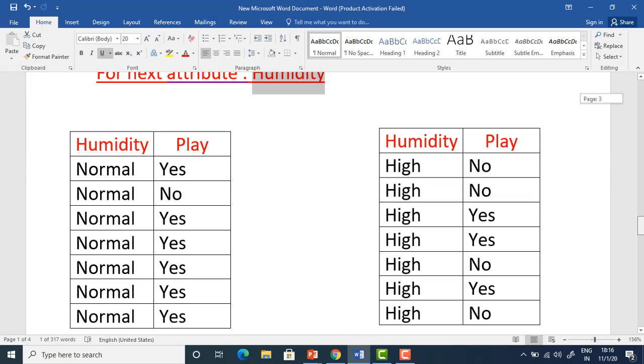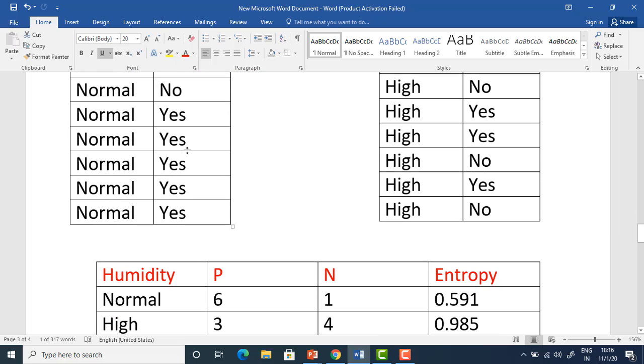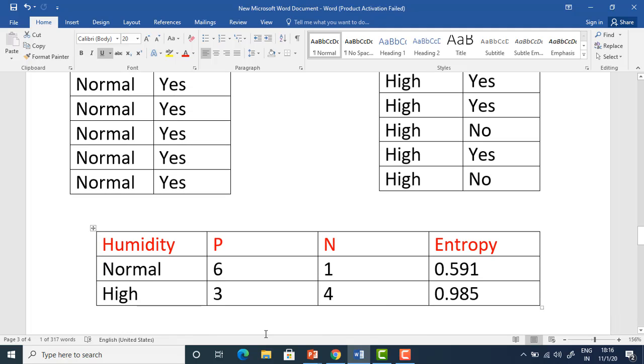For humidity, normal and high are the only two values. For normal, how many normals are there? Specify the corresponding label values here. Similarly for high, specify the label values, and from this you can derive one more table. For normal, how many yeses are there? 6 yeses. And how many negatives are there? From this table you can see there is only one no. By putting these values in the entropy formula, we get the entropy for this value as 0.591. Similarly for high, take the positives and negatives from this table, put those values in the given formula and find out the entropy.